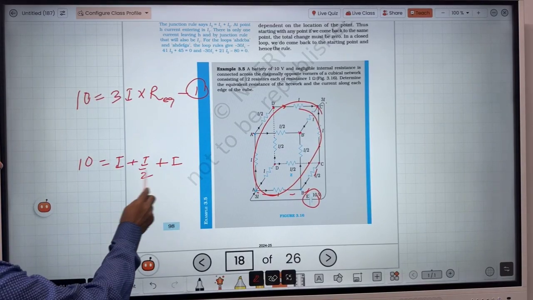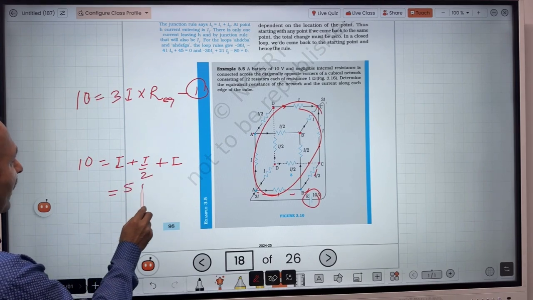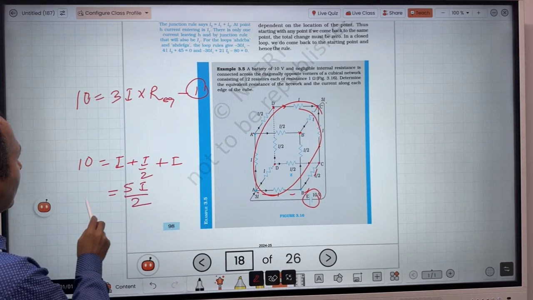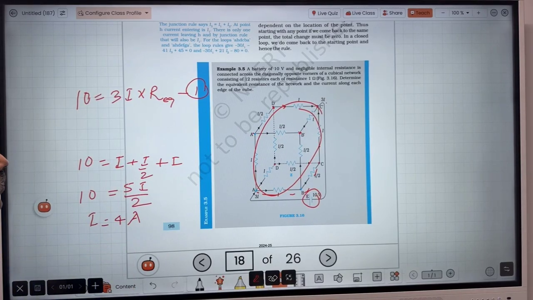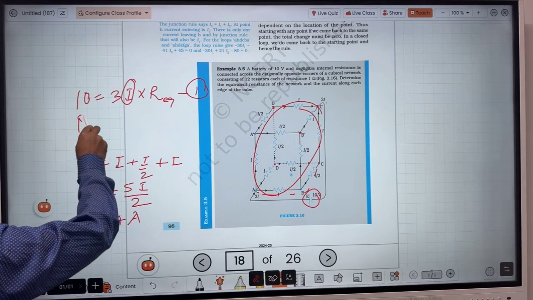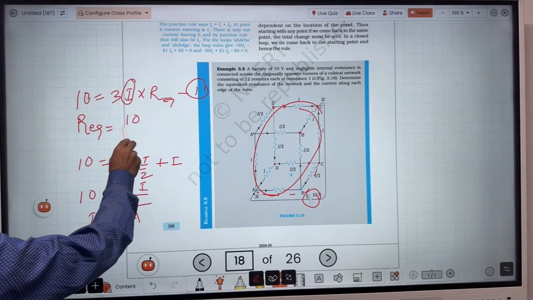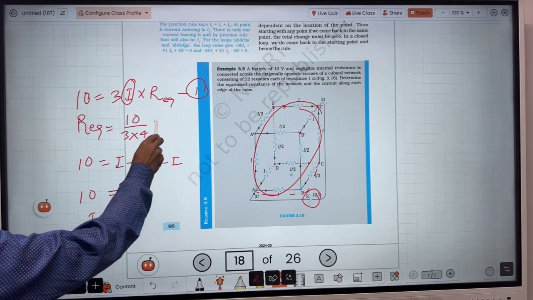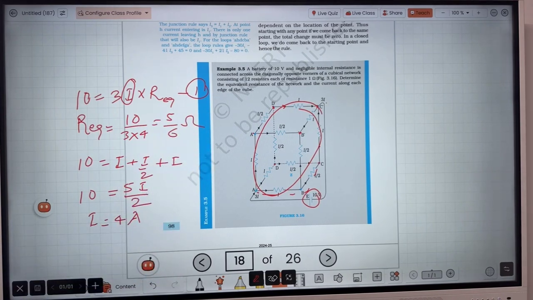Now, what are you getting from here? This will become 5I by 2 equal to 10. So 20, so I equal to 4 ampere. You have got the value of I. And if you put that value over here, you will get R equivalent. So R equivalent will be equal to 10 upon 3 into 4, so that is 5 by 6 ohm. I think the thing is very clear.